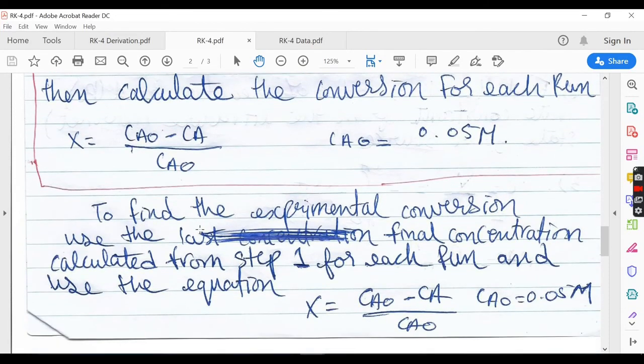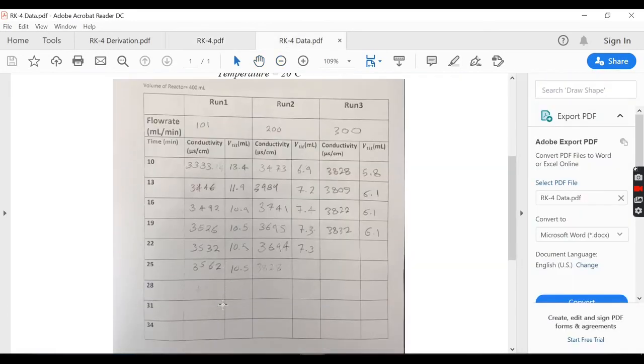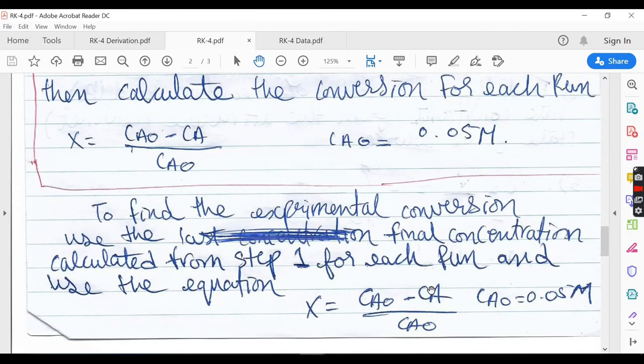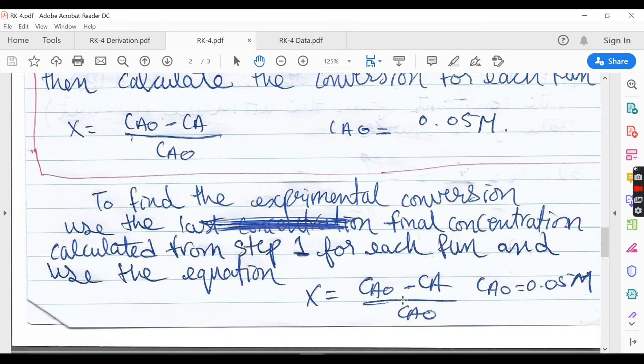After that, to calculate the experimental conversion for each run, you will use the same equation. X is equal to CA naught minus CA divided by CA naught. CA naught is 0.05, but in this case CA you will get from your data. The last volume titrated is converted to CA. Use this in this equation, and this will be the experimental conversion.